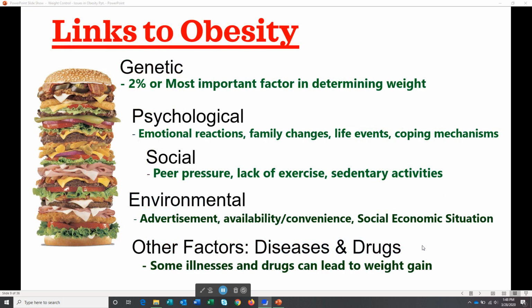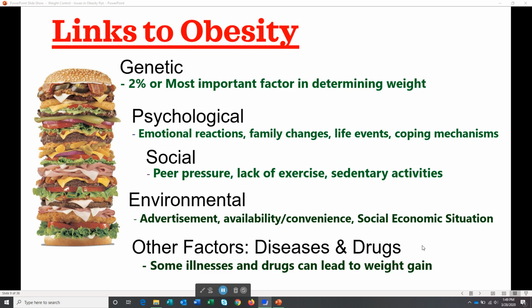Environmental. Convenience and cost-effective fast food places are easy and available. Socioeconomic circumstances, not having the funds, making that dollar go a lot further. Ethnicity and race, as well as your education level, have an impact on obesity. A few other factors that are links to obesity are disease and drugs. Some diseases have a side effect of gaining weight.